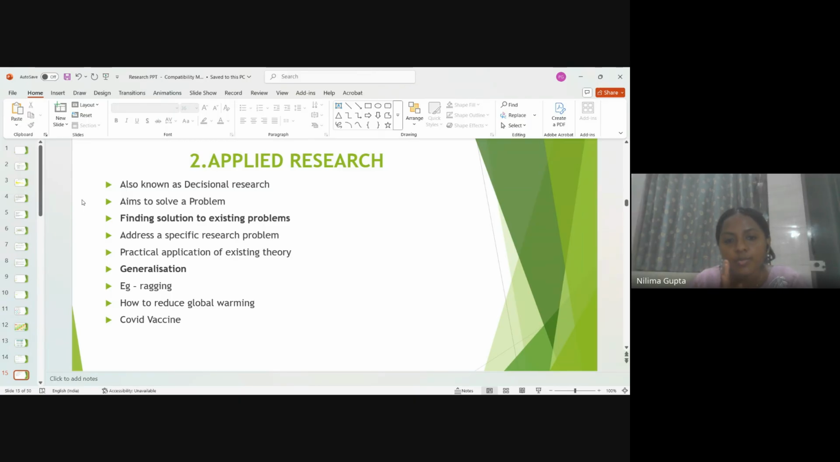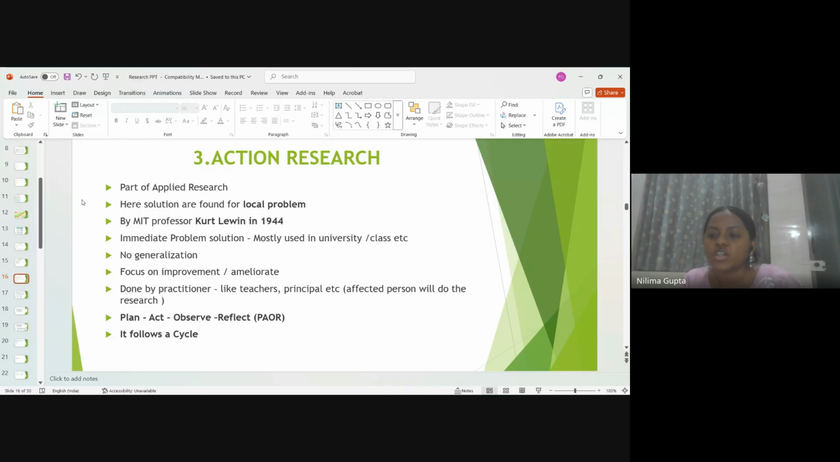Now, there is a part of applied research itself, and it is sometimes treated separately, called action research. It's a part, but it is treated a little separately. This action research was initially not asked much in your examination. It is only since 2019-20 that a lot of questions started being asked on action research for a couple of years. Post that, again, there is a reduction in questions with regards to action research.